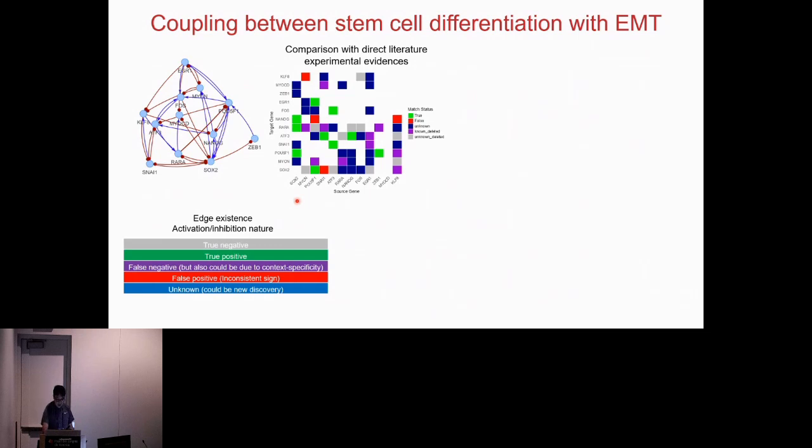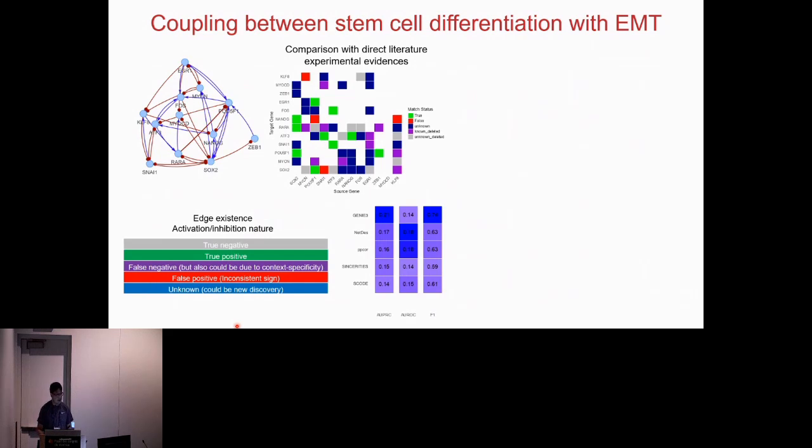Although there are some caveats here, because even for categories like false negatives, which means there are no interactions, we limited them. But the elimination is probably context specific for definite endoderm differentiation. And there's also an unknown category, where we identify some interactions for which we cannot find evidence from the literature. That could be new discoveries. So it's a bit of a caveat for this comparison, but we compared with a few other methods and we are among the top methods to infer the networks.